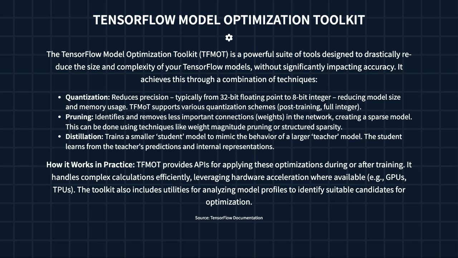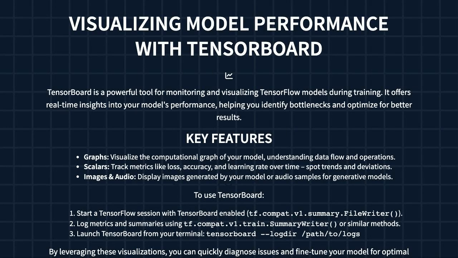Pruning identifies and removes unimportant connections within the network, making it sparser. And finally, distillation trains a smaller student model to learn from a larger, more complex teacher model. The toolkit provides easy ways to apply these optimizations during or after your training process, often taking advantage of hardware like GPU for speed. Let's talk about visualizing your TensorFlow models.